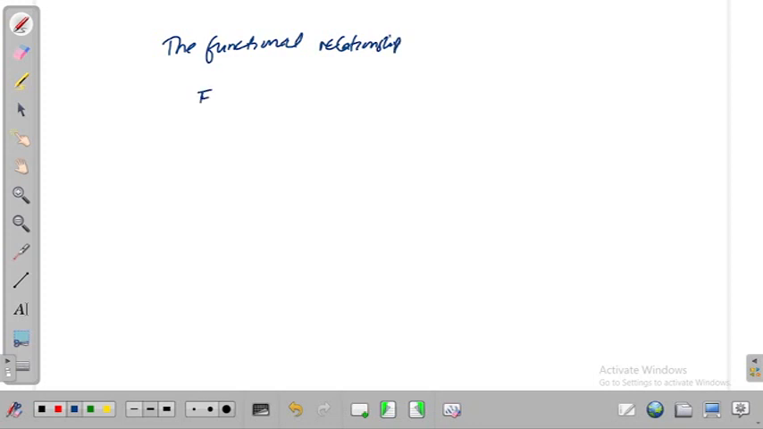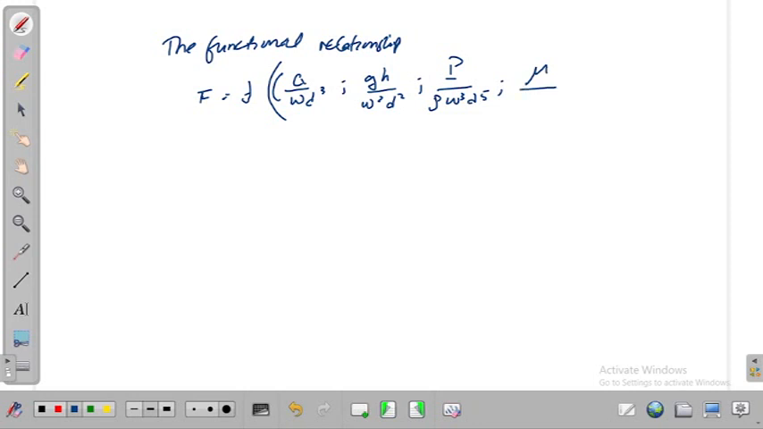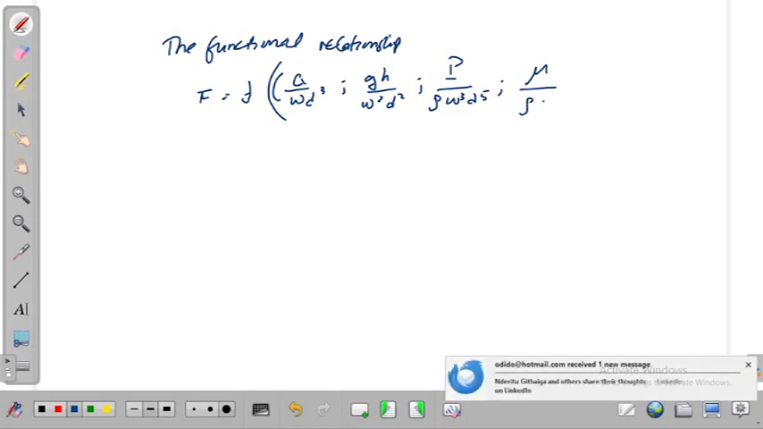So we can say that f is a function of the flow coefficient, which we said is Q over omega D cubed. It's a function of gH over omega squared D squared, which is the head coefficient, and it's also a function of the power coefficient, P over rho omega cubed D to the power 5. And it's also a function of the Reynolds number, rho over mu, rho omega D squared.